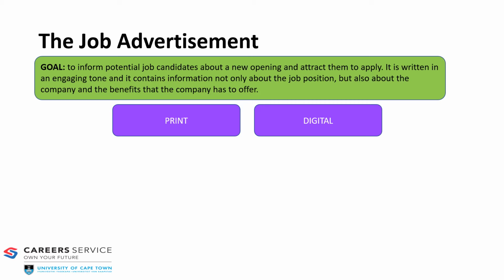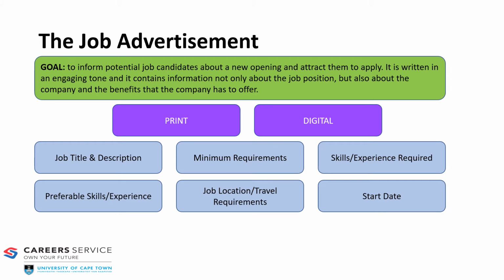Generally, you will find the following elements in a job advertisement: the job title and description, the minimum requirements for the job, for example a particular degree or subject majors, particular skills and/or experience required, as well as preferable skills or experience, which refers to the good to haves, but not necessarily a deal breaker if you do not have them, the job location and travel requirements of the job, as well as the expected start date and application deadline.